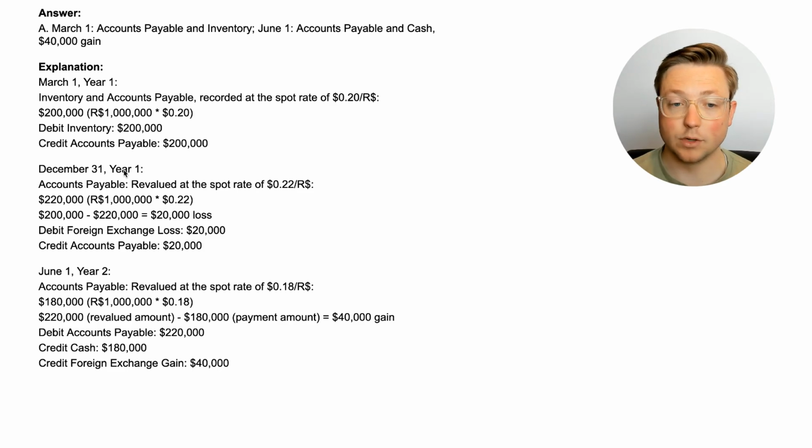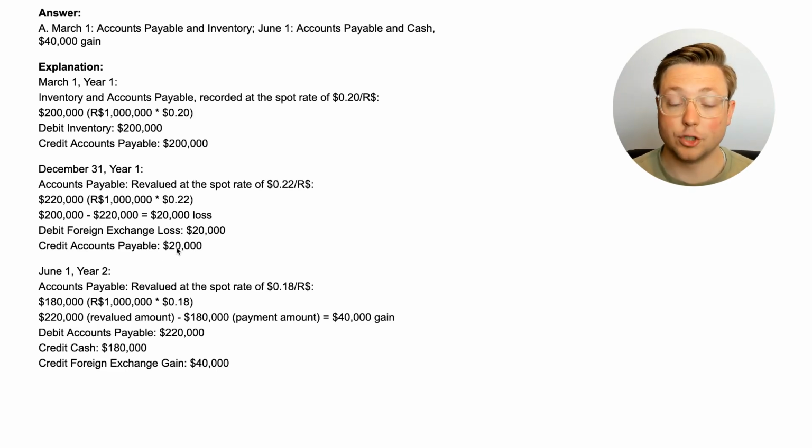On December 31st, year 1, so at the end of the year, you always have to do this at the year end, you have to revalue. So now it's 22 cents per real. So that's $220,000. So you have to take the original $200,000 and subtract it from the $220,000 that now you're expecting to pay, which is a $20,000 loss because they were expecting to pay only $200,000, but now as of December 31st, they're expecting to have to pay $220,000. So you debit foreign exchange loss, which again, that's a loss on the income statement, $20,000, and you credit accounts payable up to $20,000 because again, you're expecting $220,000.